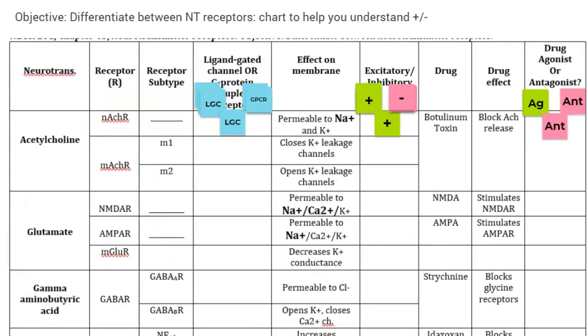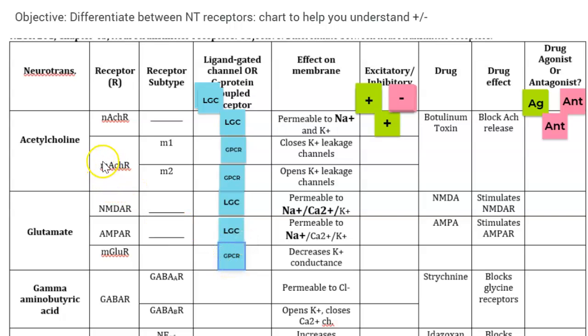Okay, let's see how successful you were. So this one closes leakage channels, so it's got to be a G protein coupled receptor because it's not permeable. This one opens potassium leakage channels. This one is permeable, so that means it's got ions moving through it, so it's a ligand-gated channel. Same thing for AMPA receptors. And then M-GluRs decrease potassium conductance, so that means they have to be a G protein coupled receptor. And just as a hint, anything that says M, this M stands for metabotropic glutamate receptor, so that already technically gives you the answer for that as well.